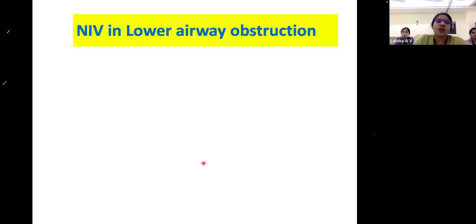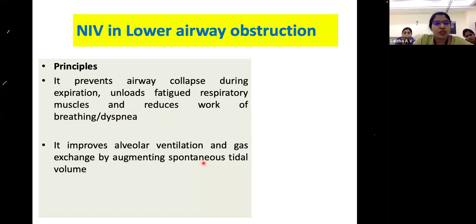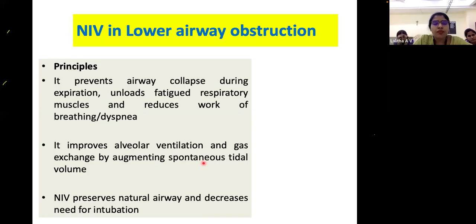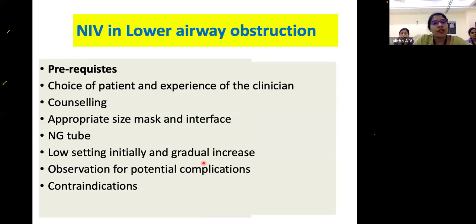You can consider non-invasive ventilation or HFNC in lower airway obstruction, especially in mild, moderate, and even in the severe stages. And of course, NIV has its own principles. It prevents airway collapse, unloads the respiratory muscles, and reduces the work of breathing. At the same time, it improves alveolar ventilation. But there are certain prerequisites, like patient selection. The sensorium should be good, the child should not be unconscious, and you need to use an appropriate size mask and interface.